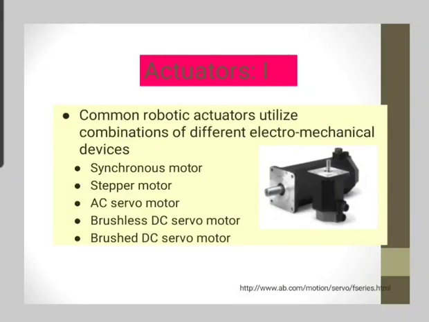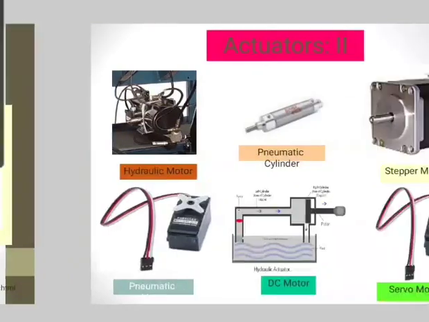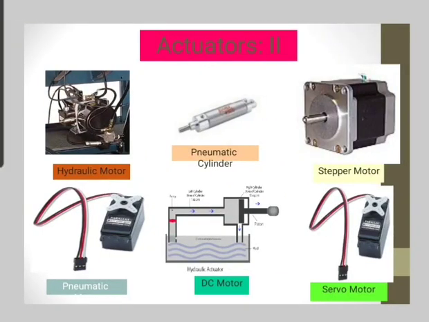Good afternoon. So, common robotic actuators utilize a combination of different electromechanical devices like synchronous motor, stepper motor, AC servo motor, brushless DC servo motor, and brushed DC servo motor. So, here is a diagram of actuators: hydraulic motor, pneumatic cylinder, DC motor, servo motor, stepper motor, pneumatic. So these are different actuators.